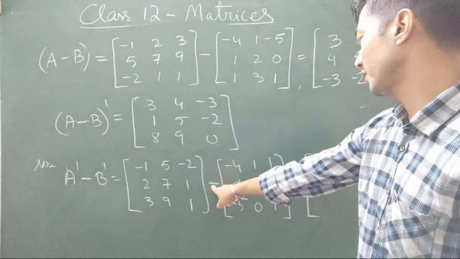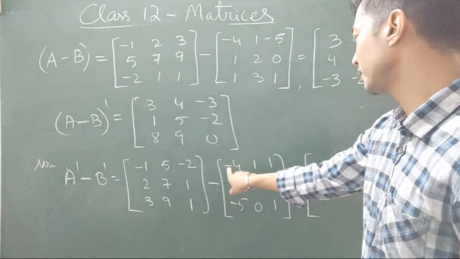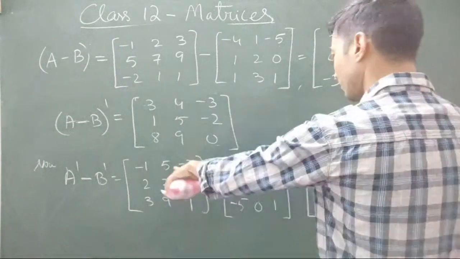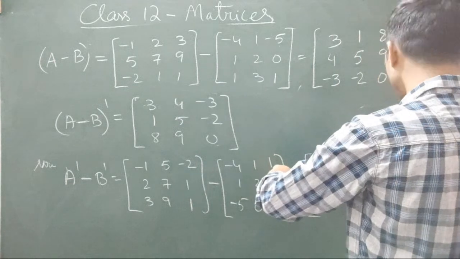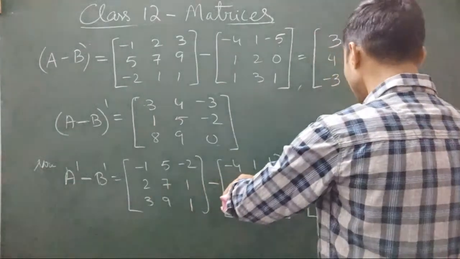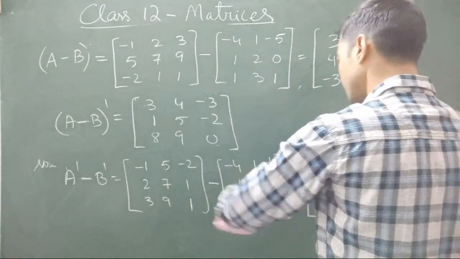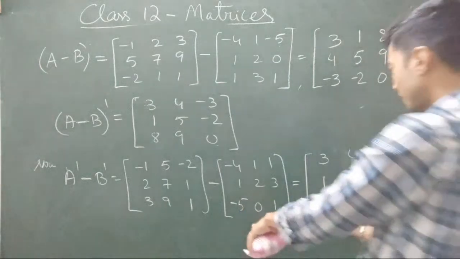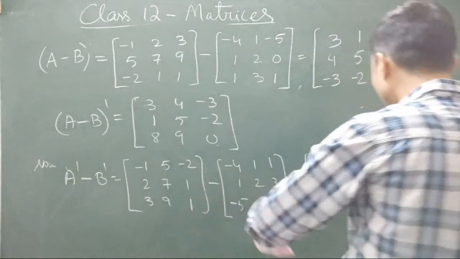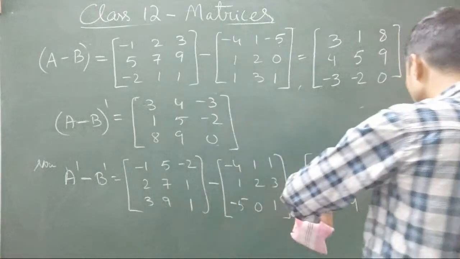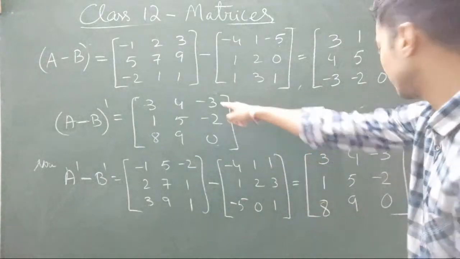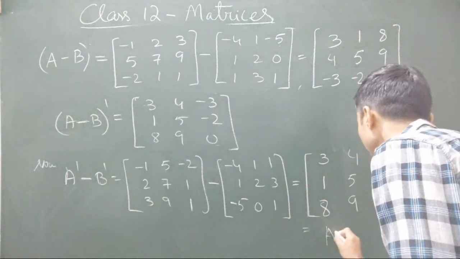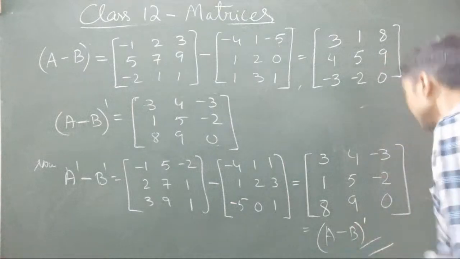Minus 1, okay, I'm going to be extra careful here now. Minus 1, minus plus 4, that's 3. 5 minus 1, 4, minus 2, minus 1, minus 3. 2 minus 1, 7 minus 2, 1 minus 3, 3 minus plus 5, 8, 9 minus 0, 1 minus 1, 0. Let's check. 3 minus 4, 3, 1, 5 minus 2, 8, 9, 0. So this is of course equal to A minus B transpose.